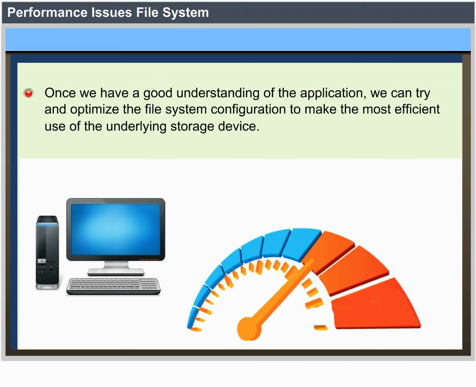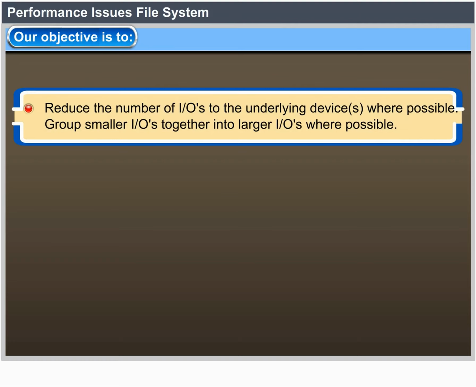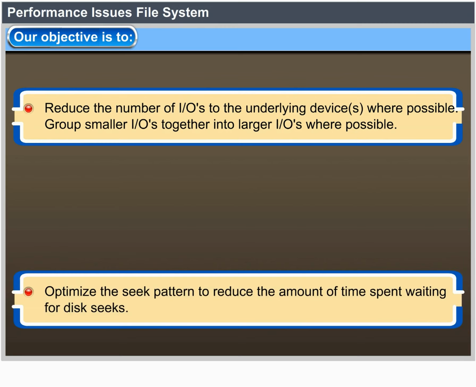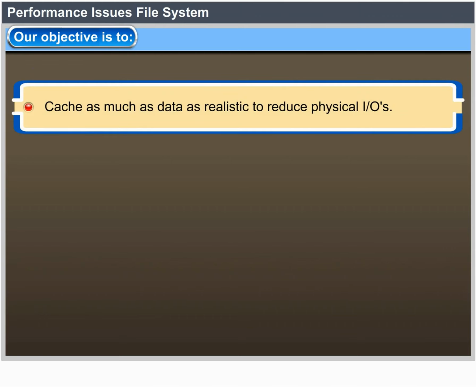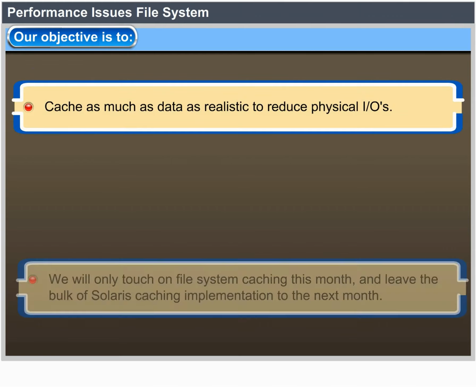Our objective is to reduce the number of input-outputs to the underlying device or devices where possible, group smaller input-outputs together into larger input-outputs where possible, optimize the seek pattern to reduce the amount of time spent waiting for disk seeks, and cache as much data as realistic to reduce physical input-outputs. We will only touch on file system caching this month and leave the bulk of the Solaris caching implementation to the next month.